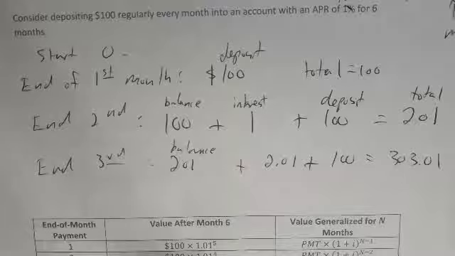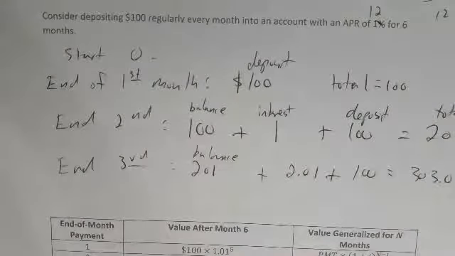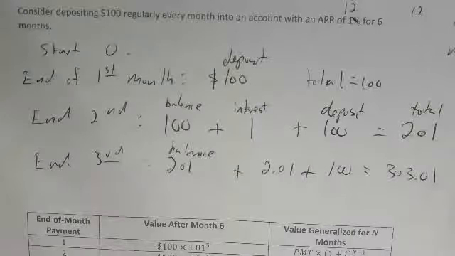So you probably figured out I don't want to do this, because this is only going for 6 months and it's already getting really complicated, convoluted, a lot of nasty stuff. So we want a formula to get at this.